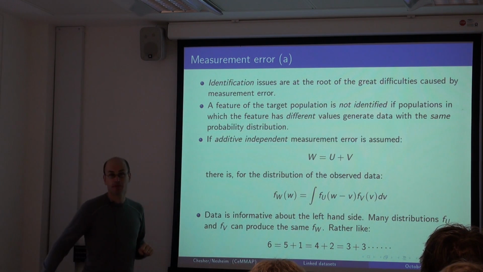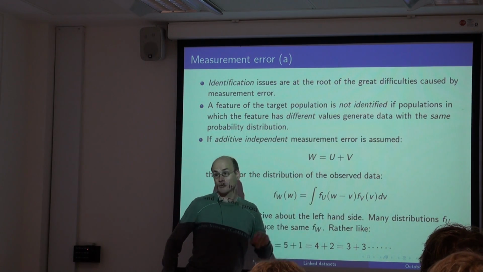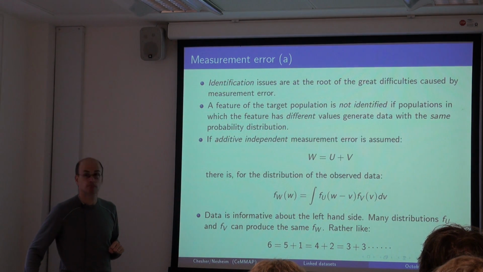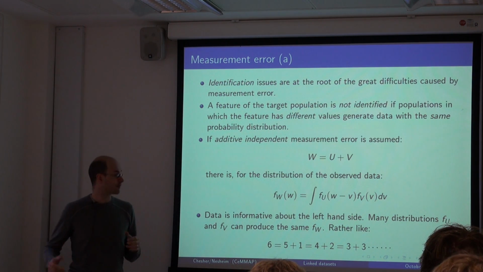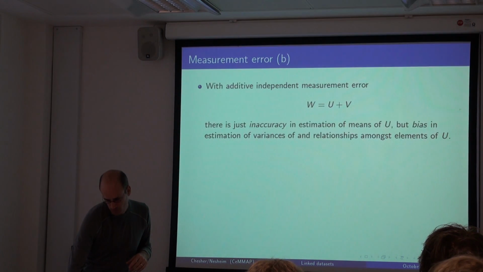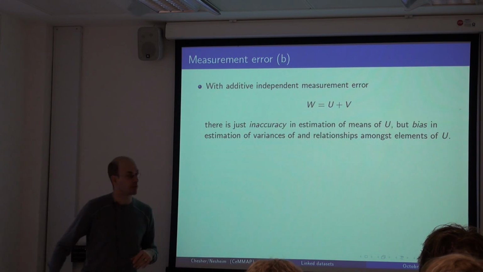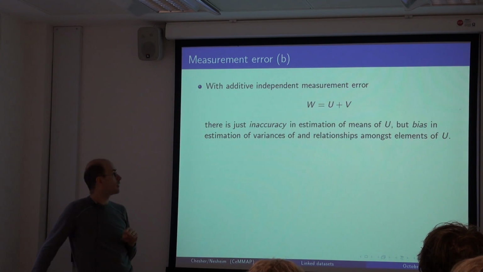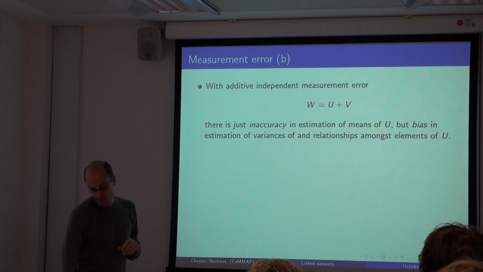So in this case, for example, if you knew that the measurement error was normally distributed, and if you knew the variance, then you could estimate the density of U. If you didn't know it's normally distributed, then there are many different densities of U that could satisfy this equation. However, even if there is measurement error, if you knew that the mean of the measurement error was 0, you could estimate the mean of U just by looking at the mean of W. But you're not going to be able to estimate the variance of U.